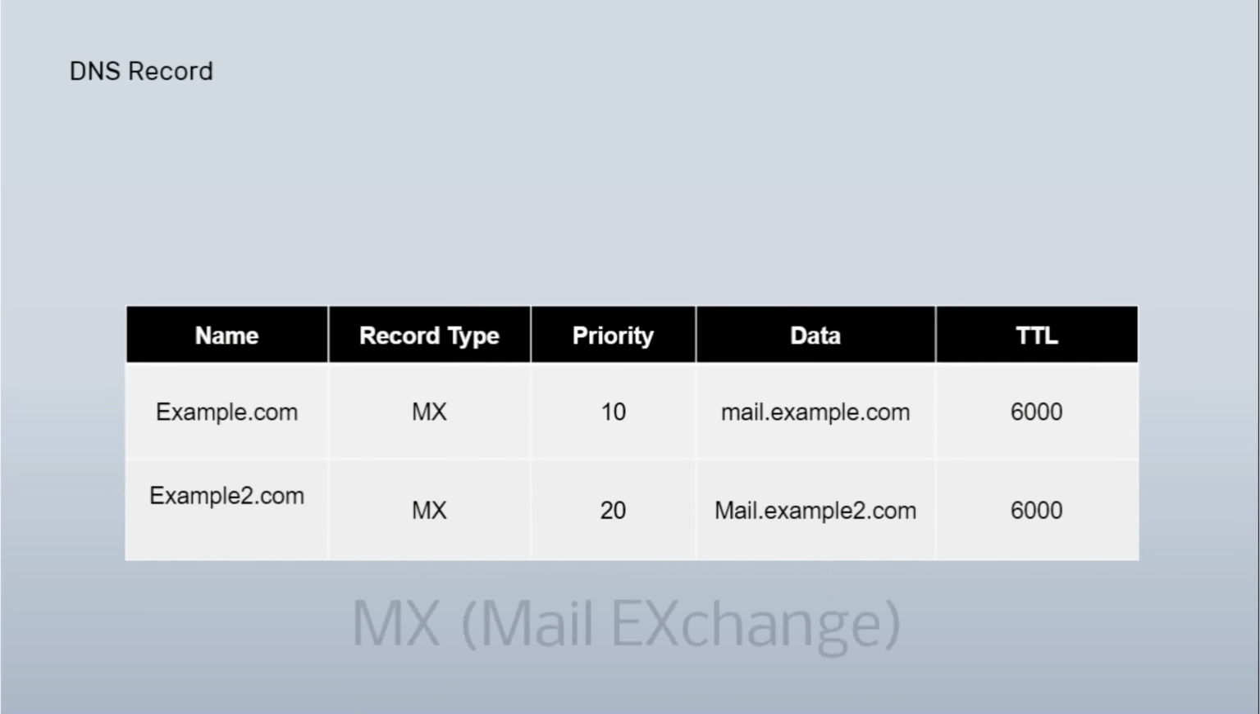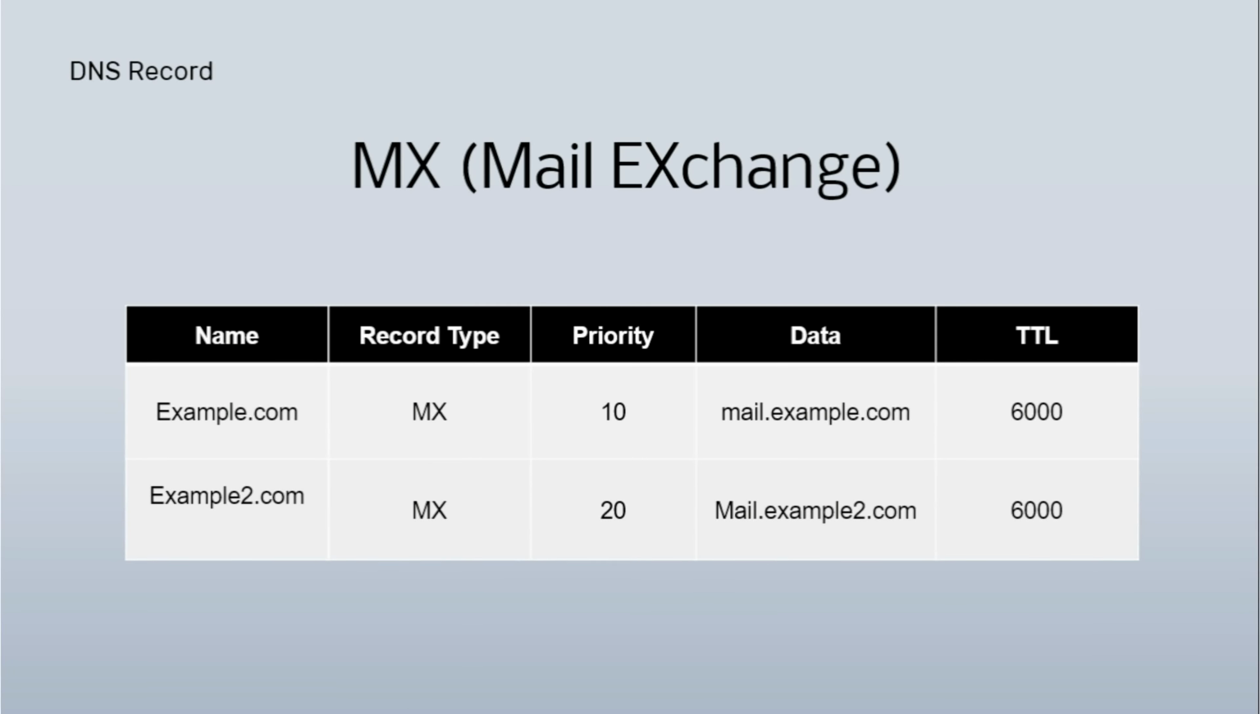As an example, here we have example.com, which uses this MX record with priority 10, which is mapped to mail.example.com, which uses a time to live, or TTL, of 6000. And also example2.com, which uses this MX record, and it's assigned priority 20 and mapped to mail.example2.com, which uses a TTL of 6000.